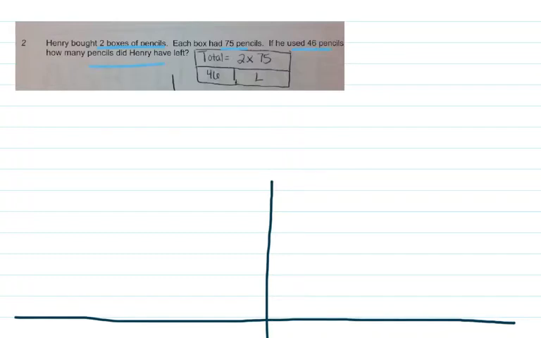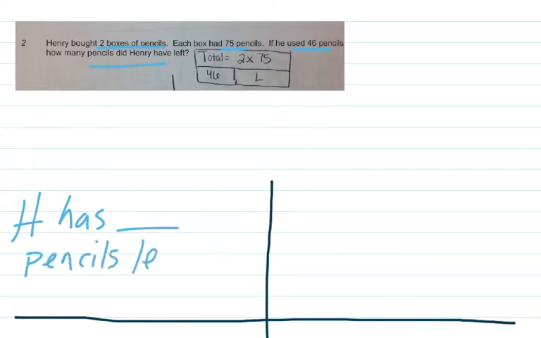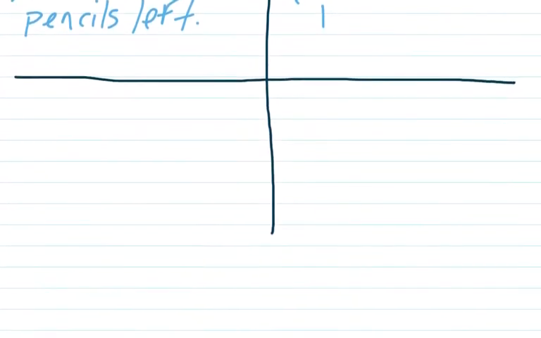So now, I'm just going to call Henry H. H has blank pencils left. So that's going to be my answer statement. I already know that if each box has 75, that's going to be multiplication. So the first thing I'm going to do is multiply. The second thing I'm going to do is subtract because I want to see how many pencils he has left over. So now I'm going to set up my strip diagram and then go into my equation.